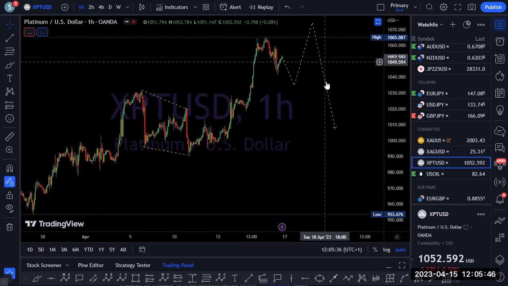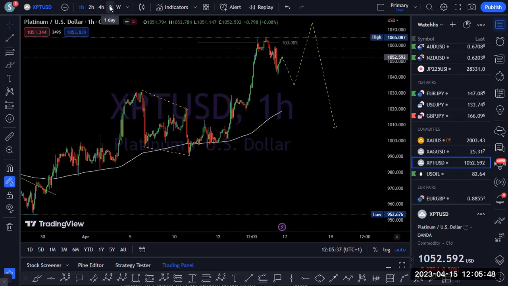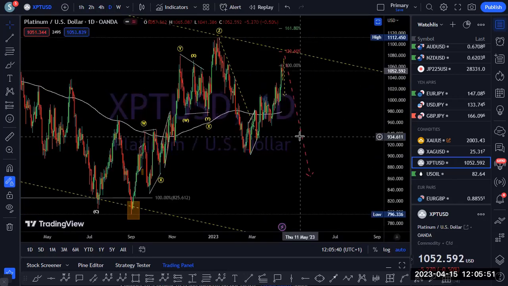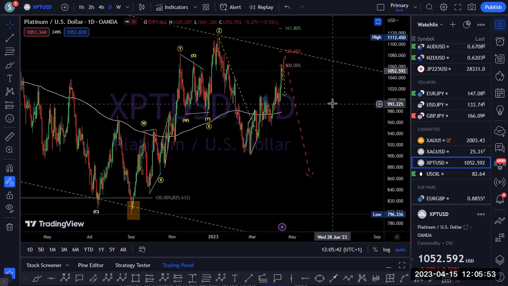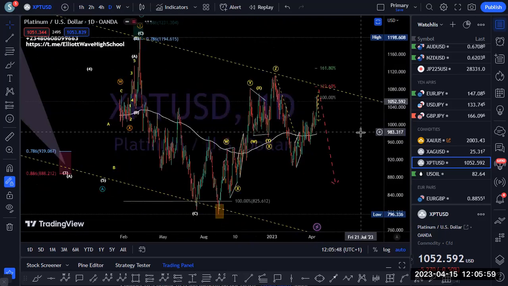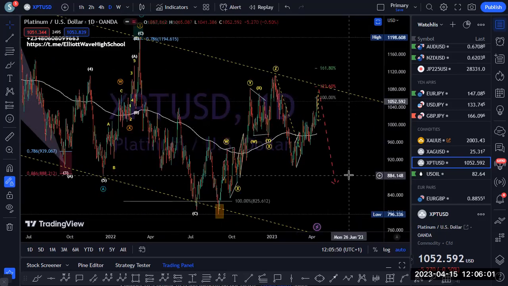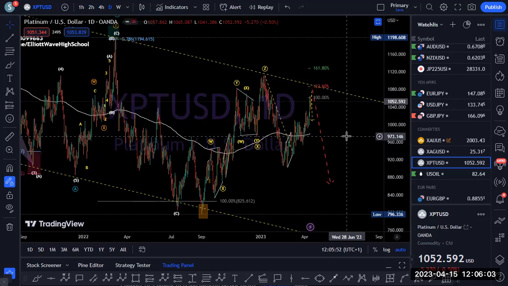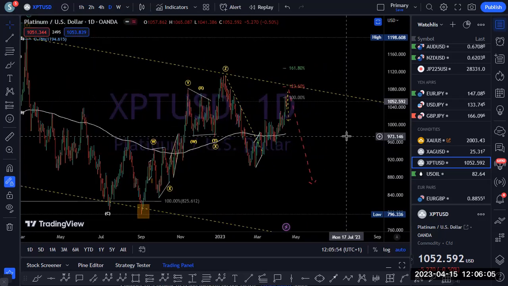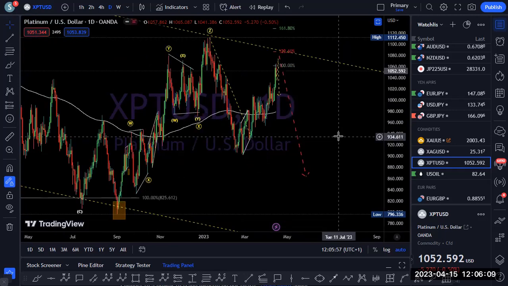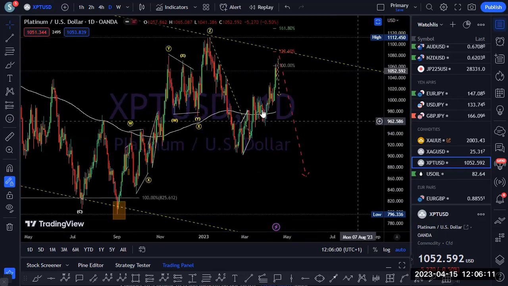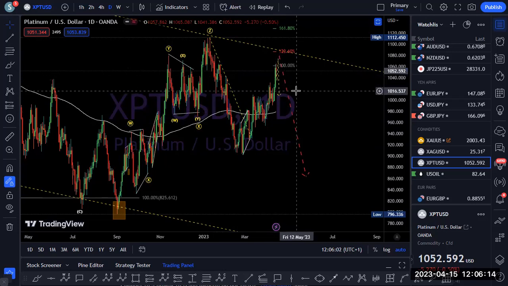Platinum, I'm always skeptical about platinum. When platinum and gold go the same direction, the structure I'm seeing on platinum shows that it can still go deeper. That's why I'm afraid to buy platinum, or if I'm buying it, I'm buying with much smaller lot size and a wider stop loss. So all this move seems to be a correction.